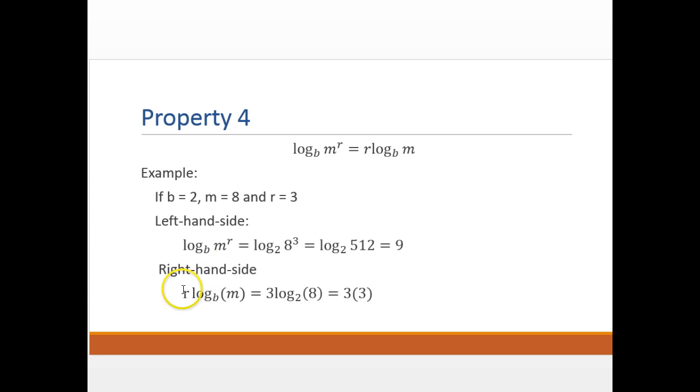And on the right-hand side, I have r times log base b of m, so 3 times log base 2 of 8. Log base 2 of 8 is just 3 because 8 is 2 cubed. So 3 times 3 is 9.